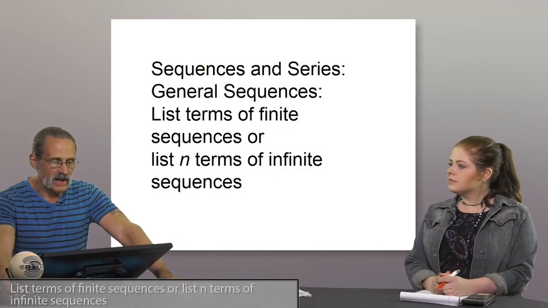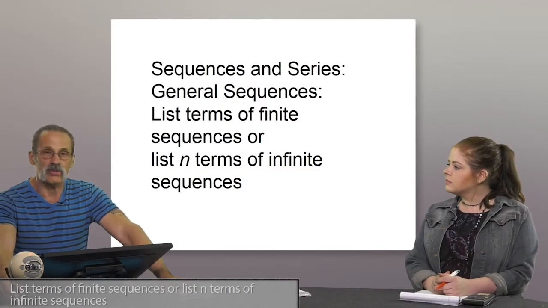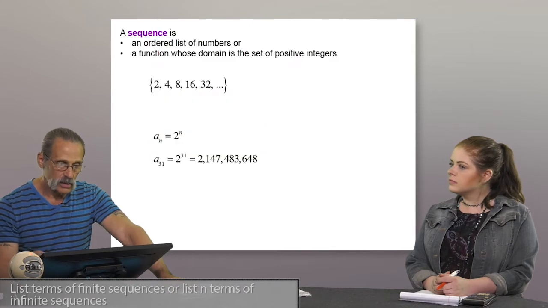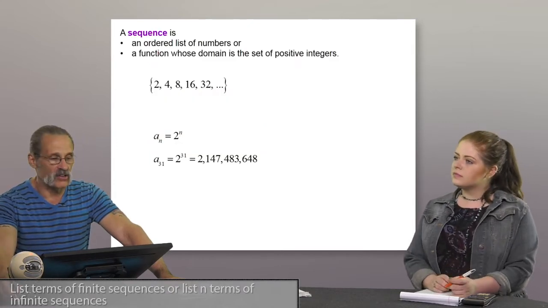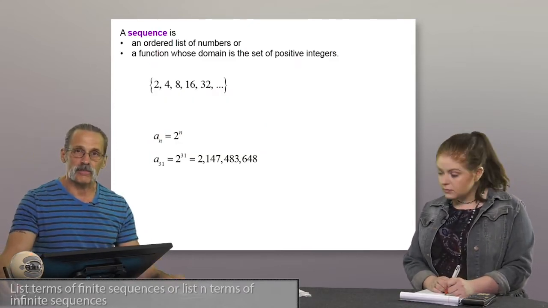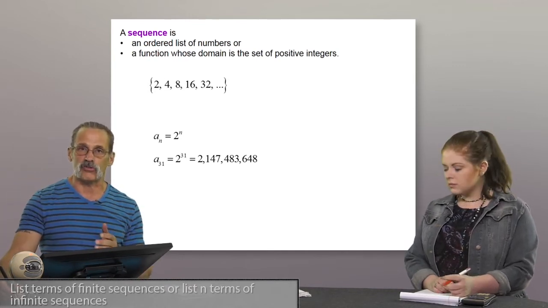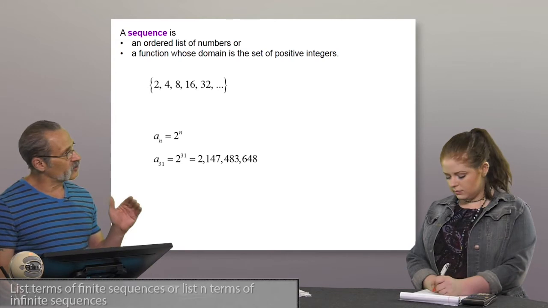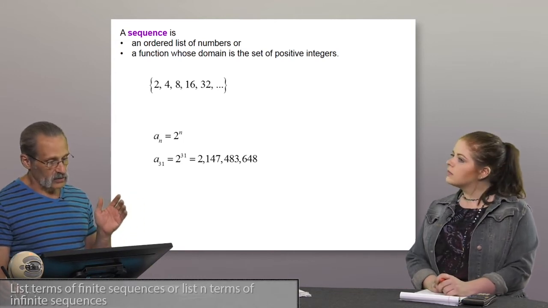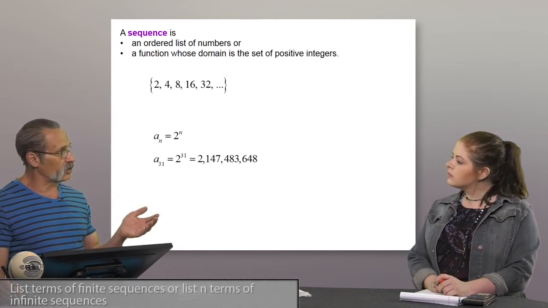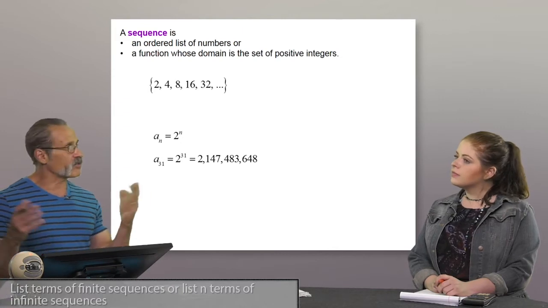List terms of finite sequences or list n terms of infinite sequences. Well, one way to define a sequence is that it's an ordered list of numbers. Another way to define it, it's a function whose domain is the set of positive integers. So if I take a look at this sequence 2, 4, 8, 16, 32, you can say, well, what could it represent?